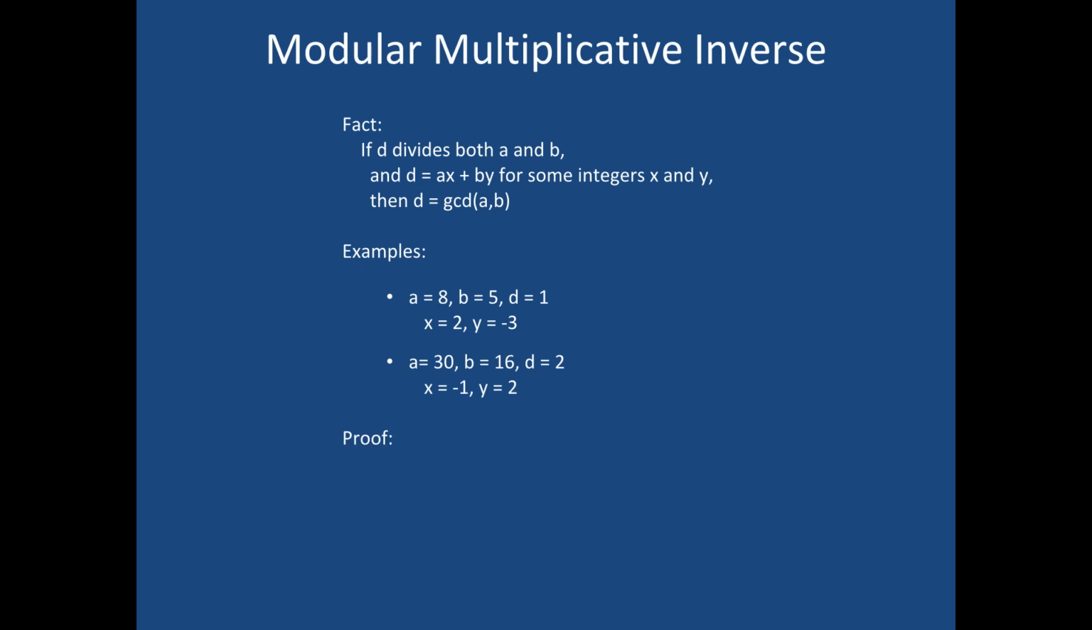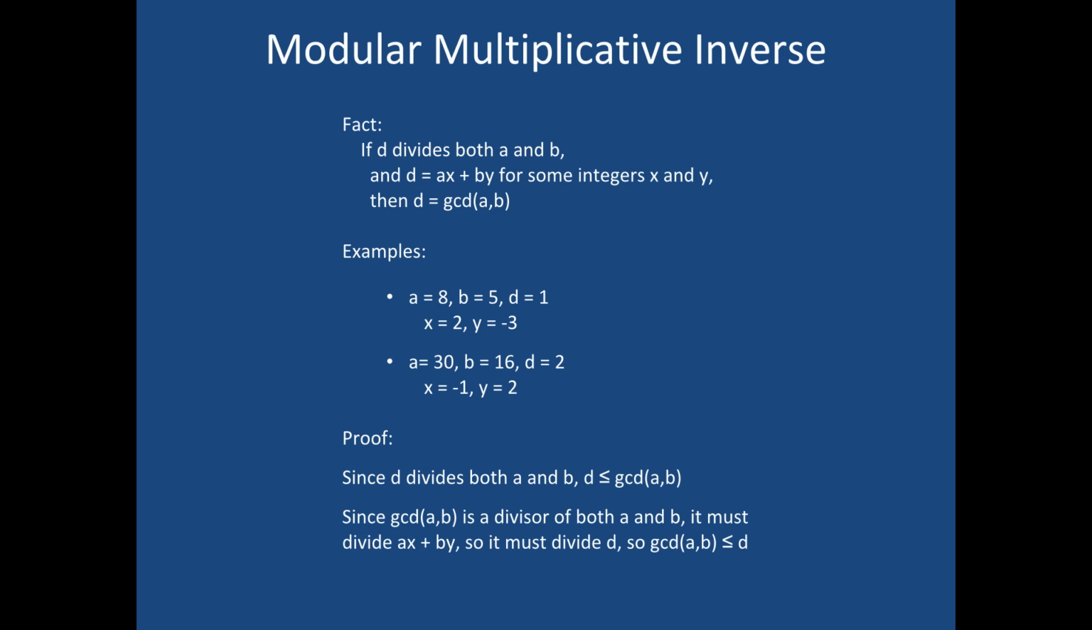which we already knew. All right, now, the proof turns out to be pretty simple. First of all, d divides both a and b, so d has to be less than or equal to the GCD of a and b. I mean, d is a divisor, so it can't be bigger than the greatest divisor. That direction is pretty easy.